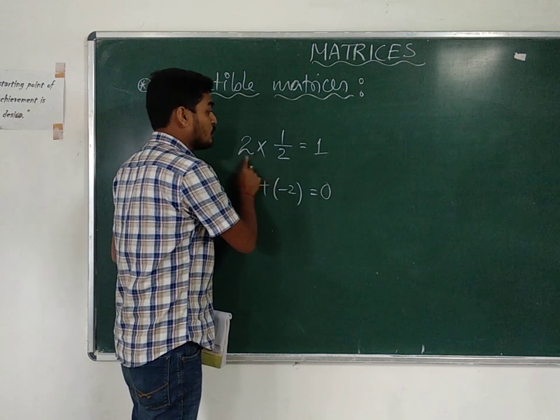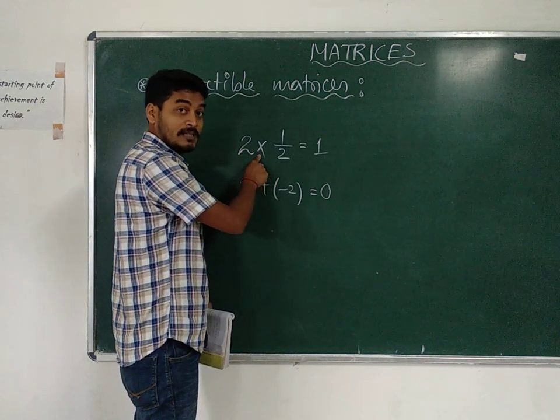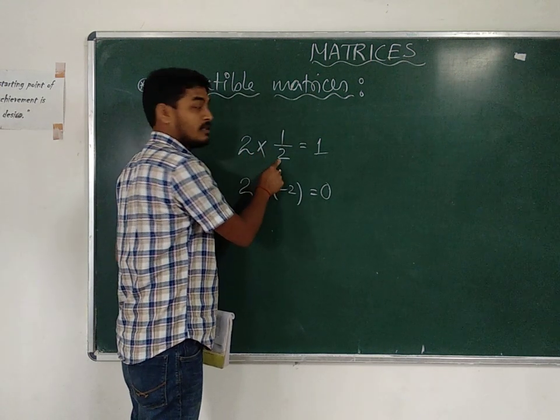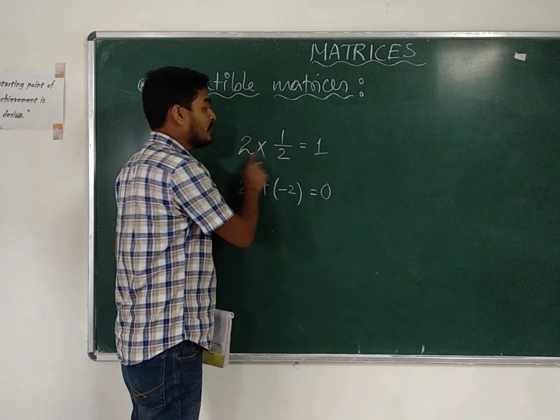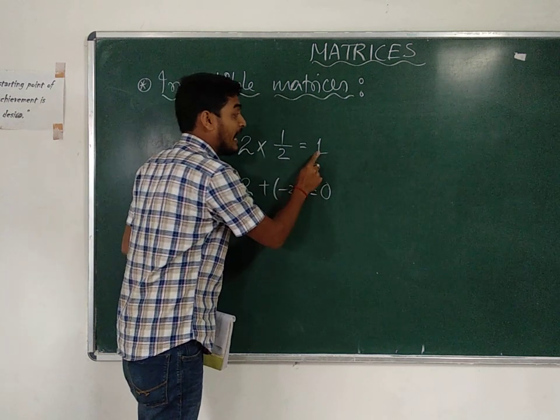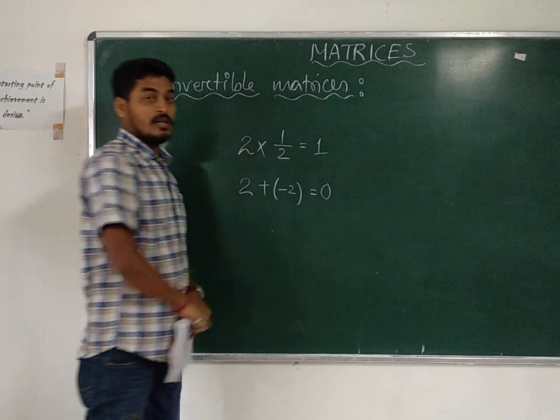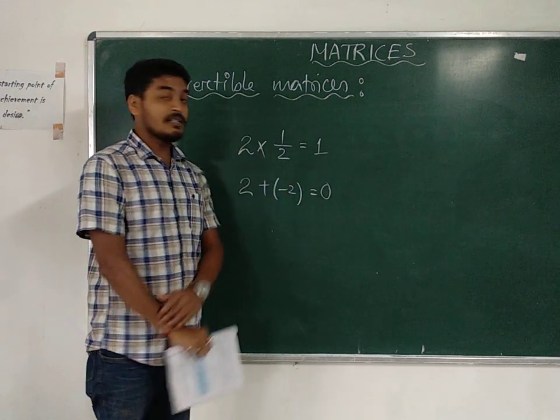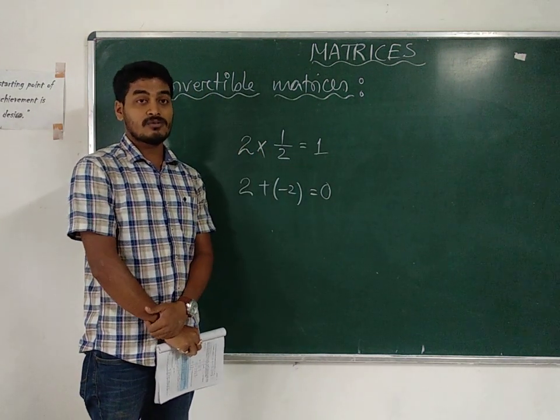If we multiply two numbers, the operation is multiplication. After having the multiplication, if you are getting the identity element of that operation, then one of them is known as the inverse of the other.